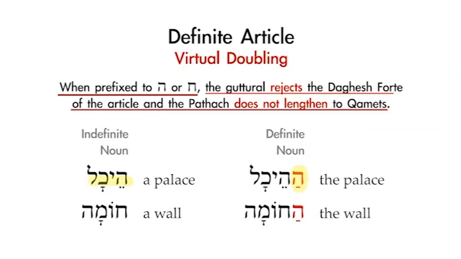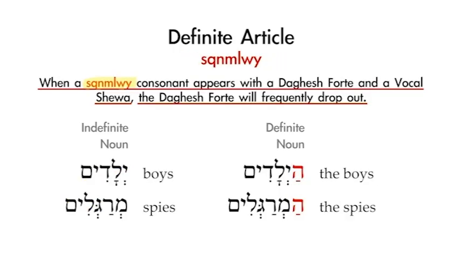Let's go back and look at our second example. In our second example, the word begins with a chet, chomah. The he and the chet both cause what's called virtual doubling. And so when we add the definite article, again, we get the he and the pathach. Then the Q represents the kof, the N represents the nun, the M represents the mem, the L represents the lamed, the W represents the waw, and then the Y represents the yod. So what that means is that when one of these consonants, the Sheneem-Levy consonants, appears with a Dagesh forte and a vocal schwa, that Dagesh forte can drop out.